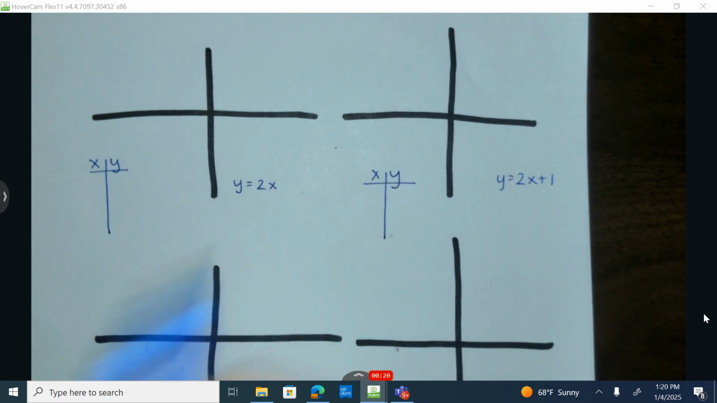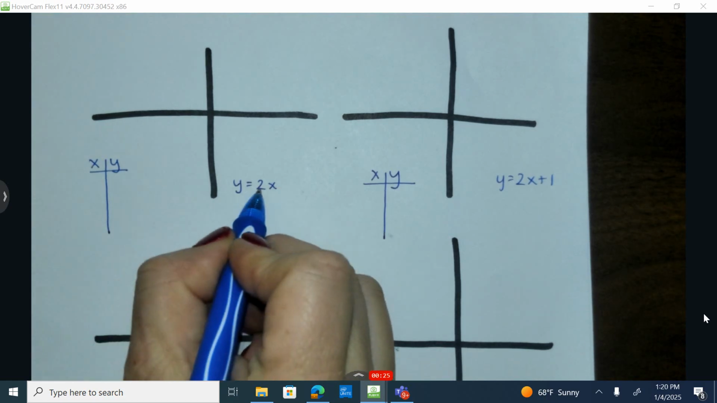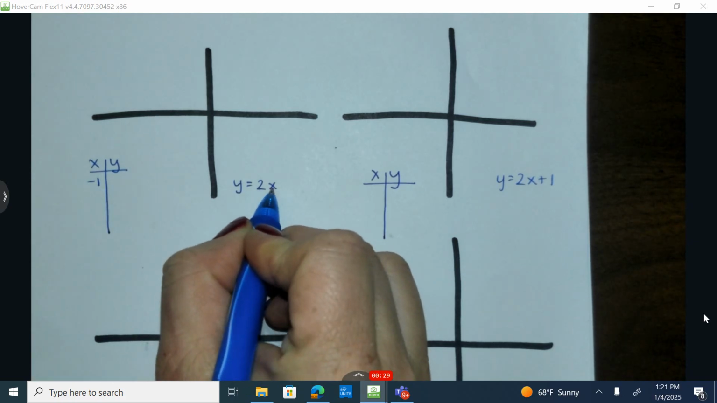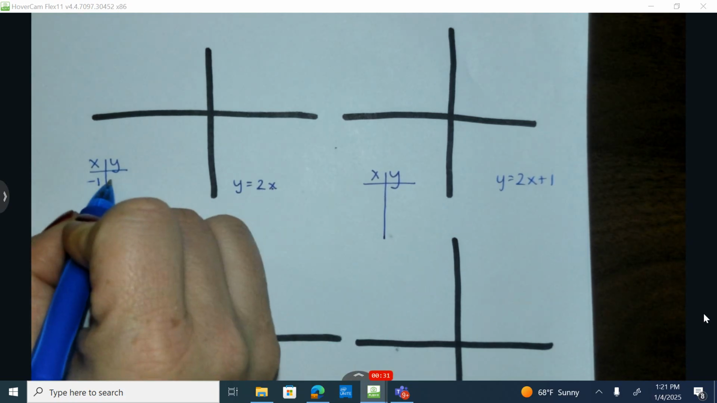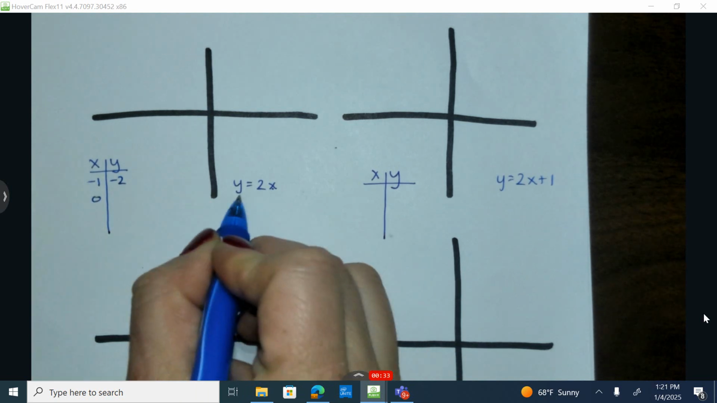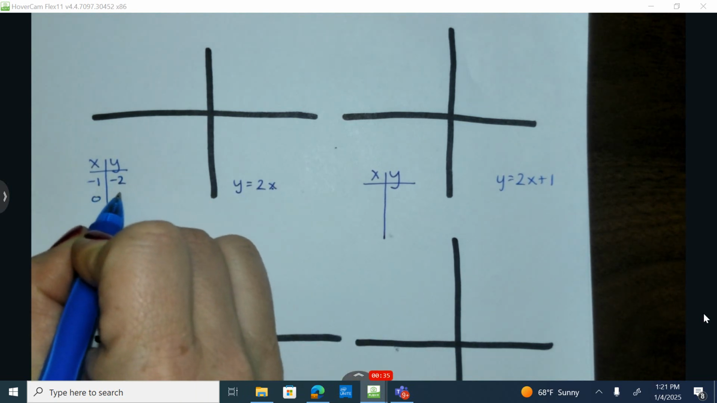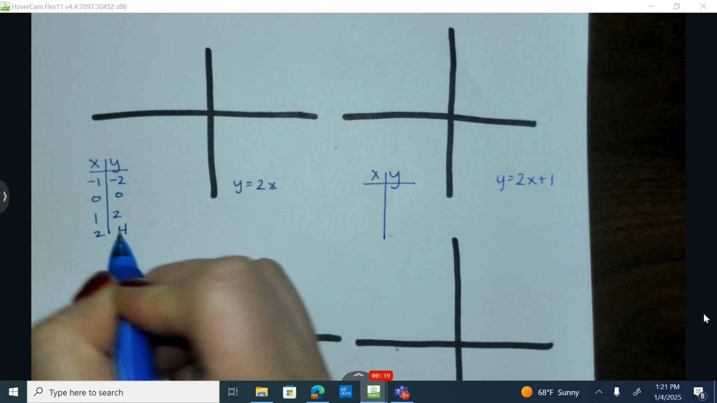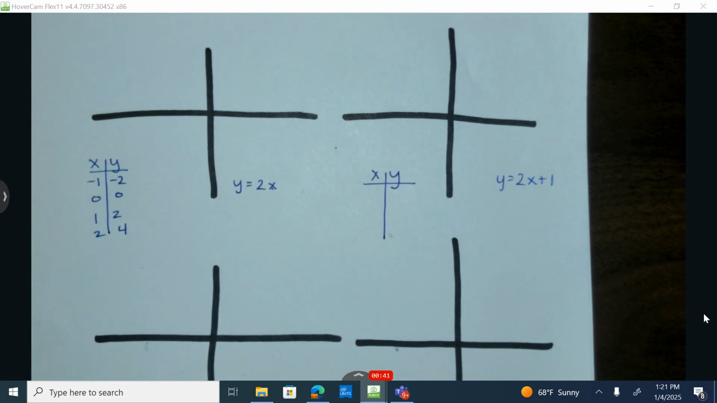So if I asked you to graph y equals 2x, there are different ways we could go about it. Some of you may start by plugging in values. You plug in -1, and that's the input. So -1 times 2 is -2. Plugging in 0, 0 times 2 is 0. Plugging in 1 to get 2, plugging in 2 to get 4. That may be how some of you choose to do it.